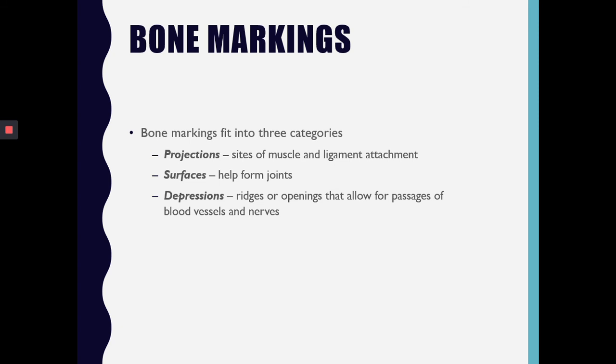So again, these provide very, very important attachment for our muscles and ligaments. The ligaments are designed to hold bone and bone together. We have tendon attachments that will hold muscle to bone. We again have the ability to form specialized joints, and we again have passageways that allow blood vessels and nerves and other sites of attachment to truly occur.